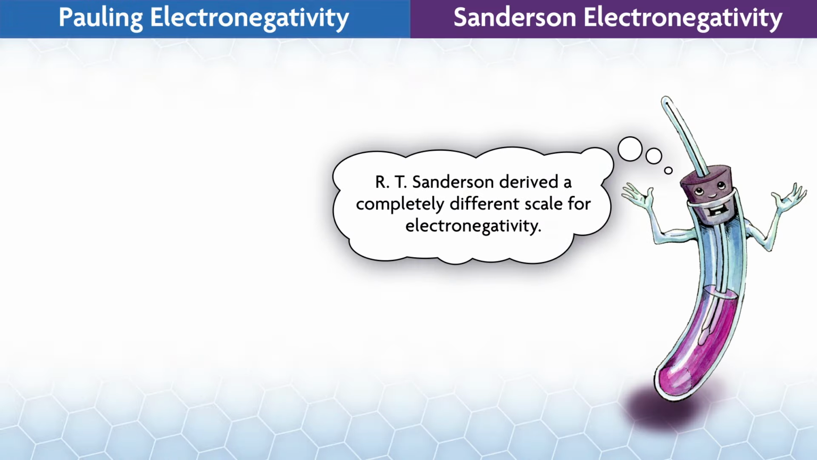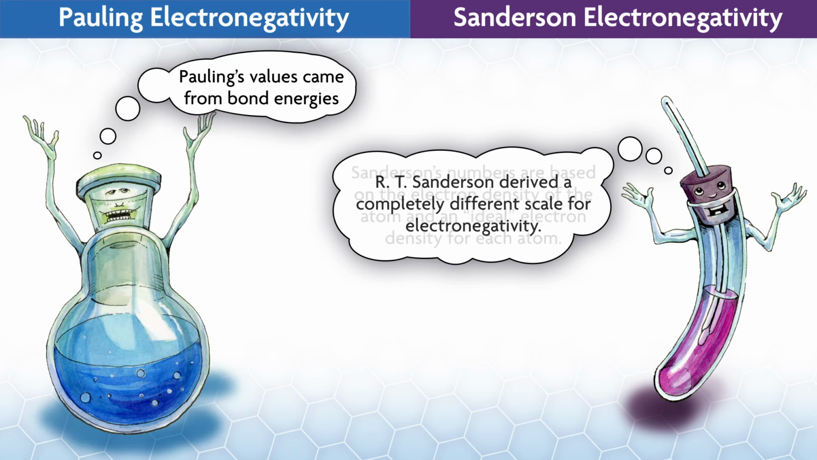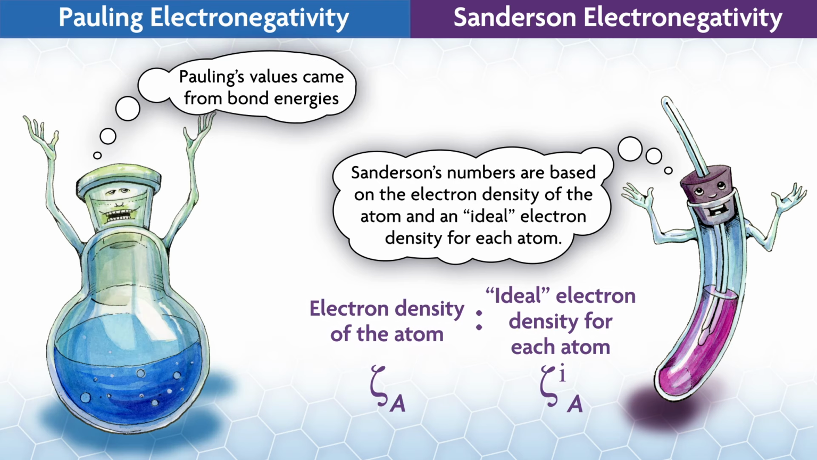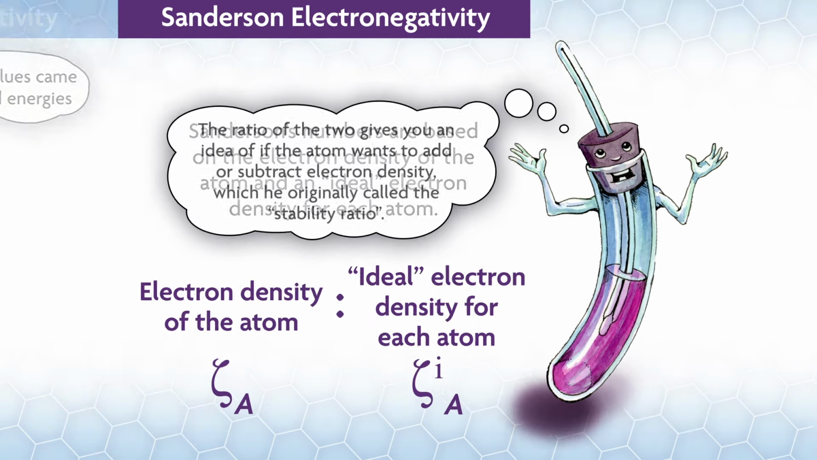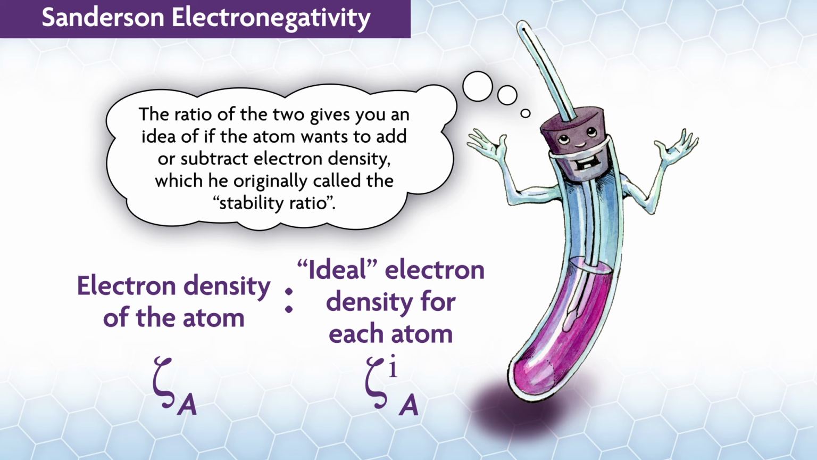R.T. Sanderson derived a completely different scale for electronegativity. While Pauling's values came from bond energies, Sanderson's numbers are based on the electron density of the atom and an ideal electron density for each atom. The ratio of the two gives you an idea of if the atom wants to add or subtract electron density, which he originally called the stability ratio.